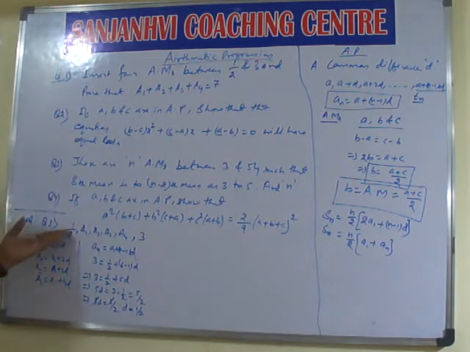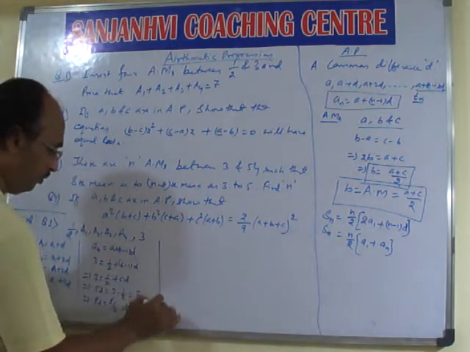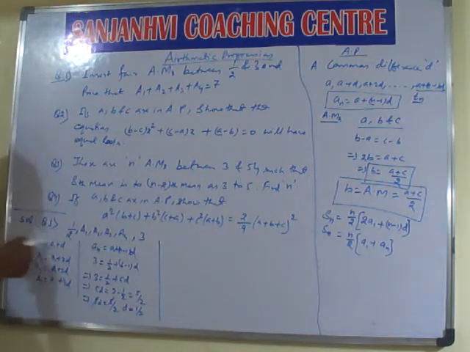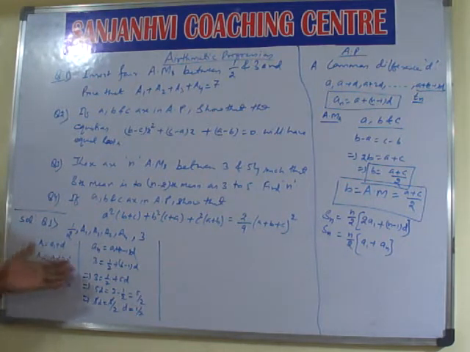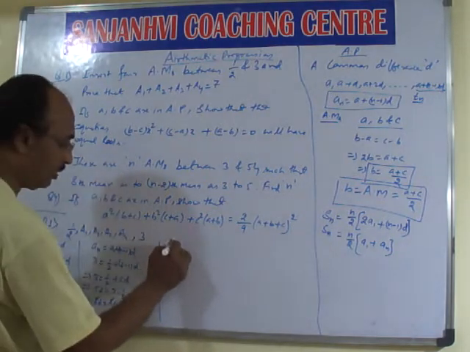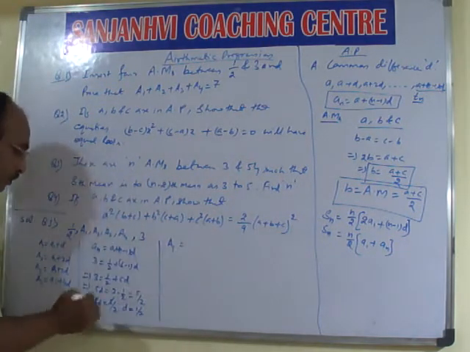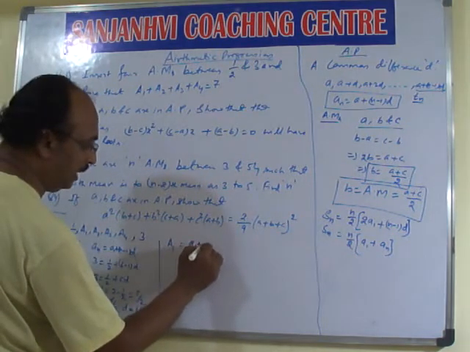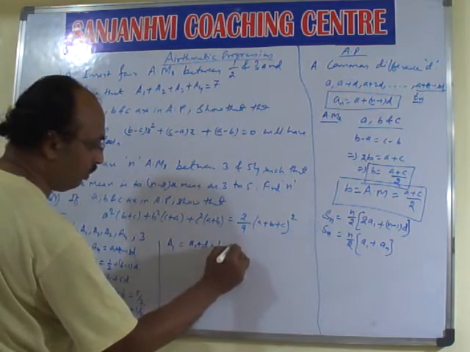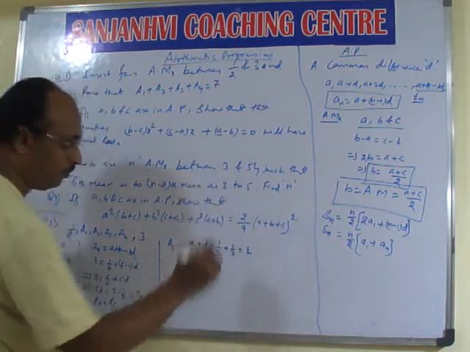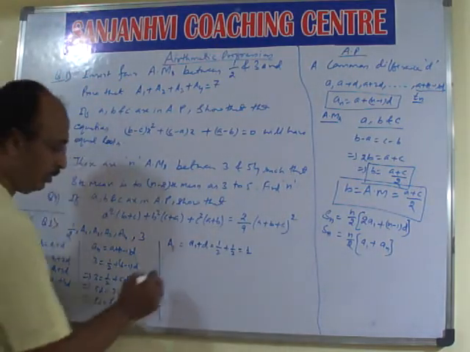A is equal to 1 by 2, the first term. D also is equal to 1 by 2. Very good. So now, as we have discussed earlier, A1, A2, A3, A4 in terms of D and A we will be able to find out. D we have already found. Now we are in a position to find the arithmetic means. A1 is equal to A plus D, so 1 by 2 plus 1 by 2 is equal to 1. Yes or no? Yes. Okay.